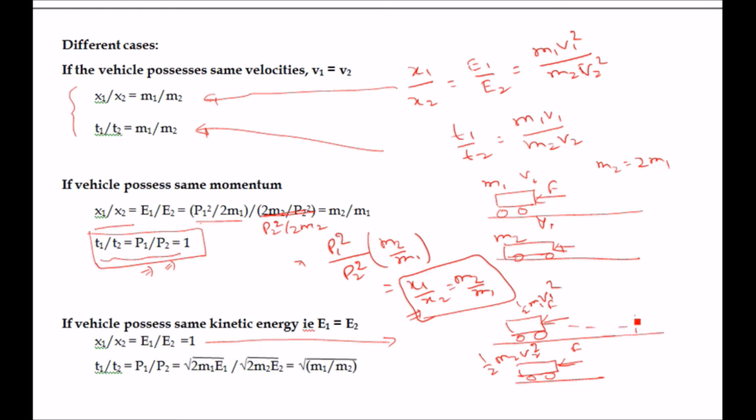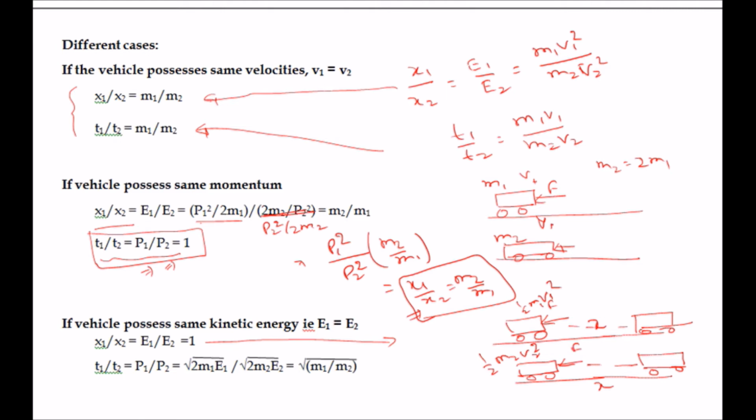So suppose it stops due to this retarding force after a distance equal to x, then it will also stop after covering a distance equal to x, and this is our stopping distance. The stopping distance will be the same.